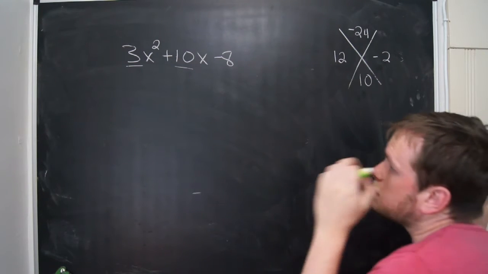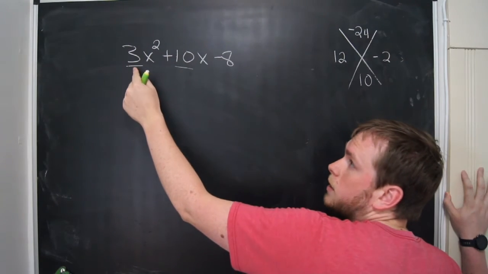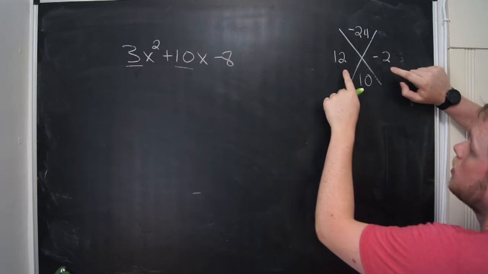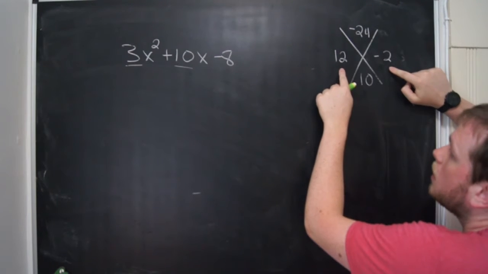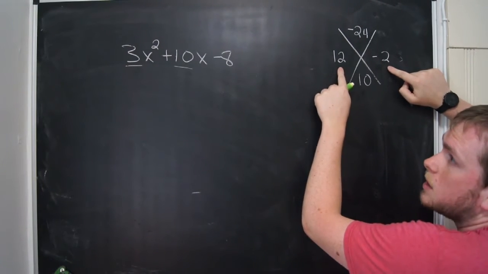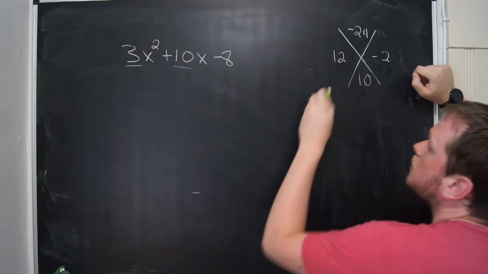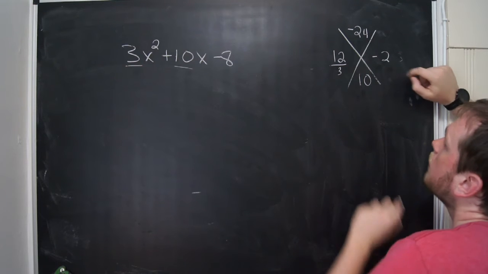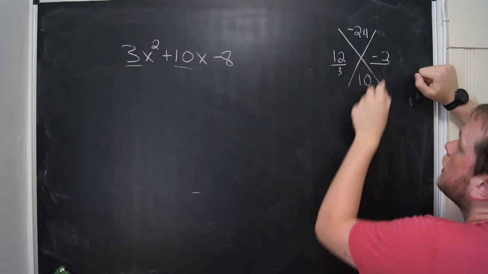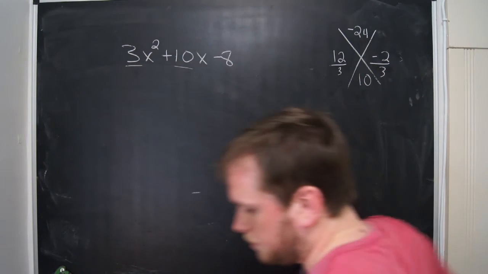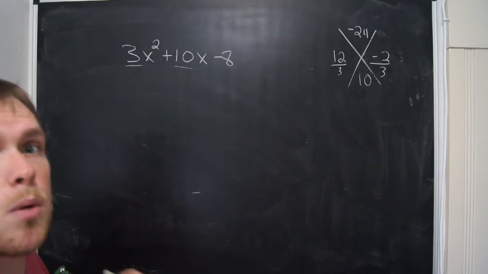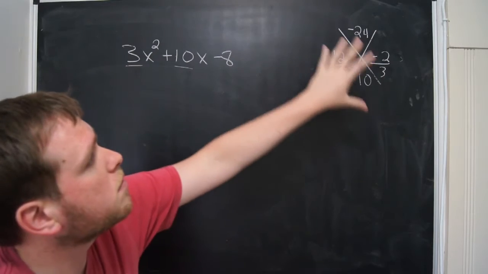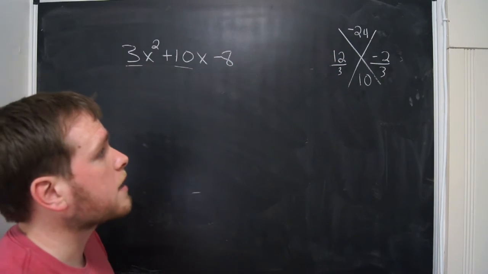Now, the next step that we're going to take is we're going to look at our lead coefficient again, which is 3. These two terms that we identified, we're going to divide each of them by our lead coefficient. So instead of 12, we're going to have 12 divided by 3. Instead of negative 2, we're going to have negative 2 divided by 3. And now we're going to see if we can simplify this x.